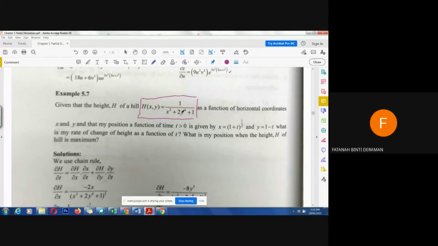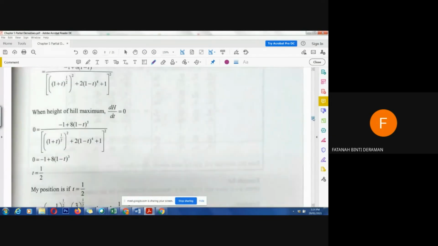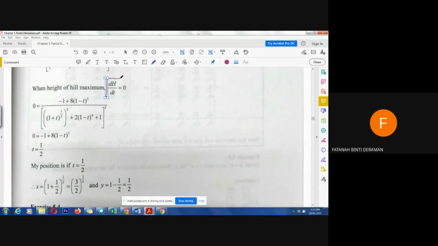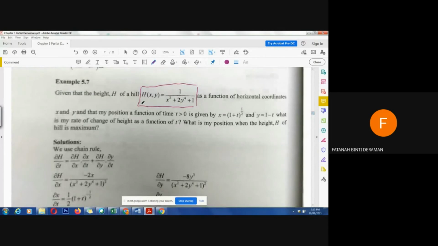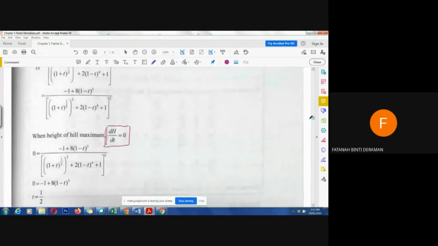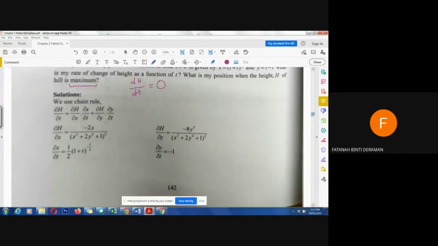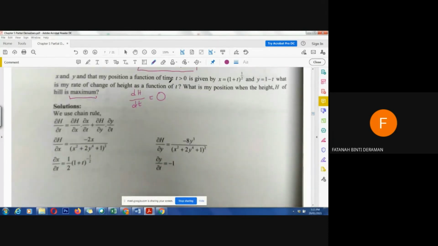So what is the position when the height of the hill is a maximum? Once we differentiate, we will get the maximum point under this condition: the maximum point is when dH/dt equals 0. Once we differentiate the function and it gives 0, there is a maximum point of the function. First of all, once they ask for the maximum, dH/dt will be the 0 condition. This is extra knowledge that you really need to know and remember.